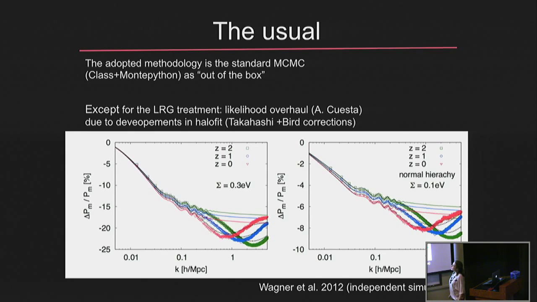So the methodology is the usual, the typical standard MCMC with a Boltzmann code, CLASS plus Monte Python, out of the box, except for the luminous red galaxy treatment, because the likelihood was relatively old. It needed an overhaul due to the development, for the aficionados, of the halofit, which now includes the neutrino mass effect, which it didn't have before. And for those that may worry about overfitting, this is an N-body simulation run independently from the ones that were used to actually fit the halofit. We ran these simulations in-house in Barcelona, and show that up to k of 0.2, which is where we are going to use it, there is good agreement, halofit works.